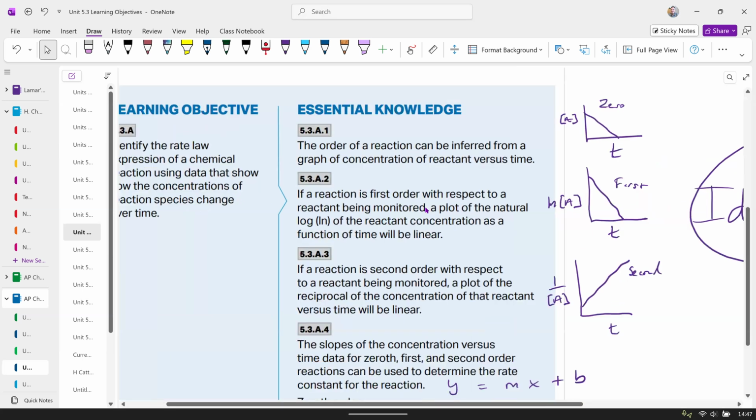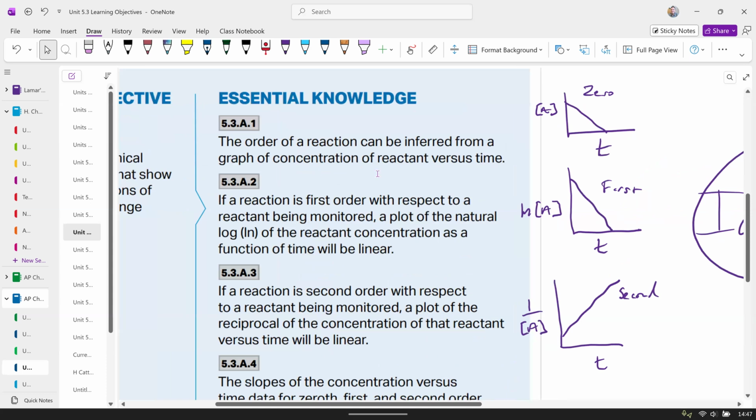And if we look at our essential knowledge, it says the order of reaction can be inferred from a graph of concentration of reactant versus time. If we have a graph of concentration versus time, and we have a linear plot that's negative, we're going to be able to identify that as a zero order. We're going to go over this in our lesson too, but I could teach it right from here.